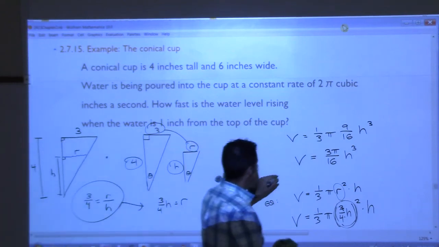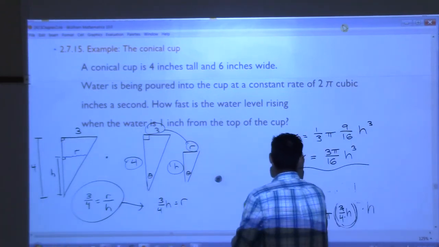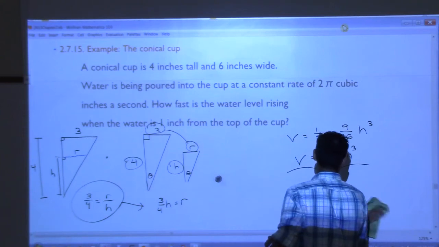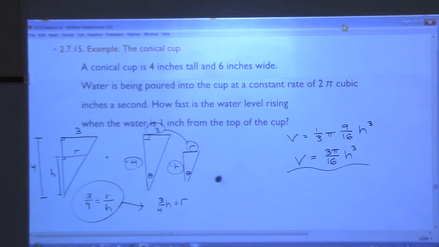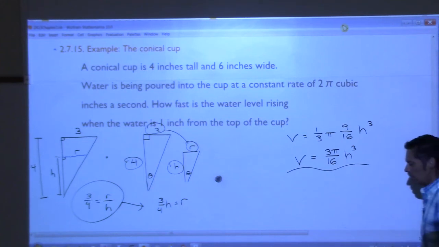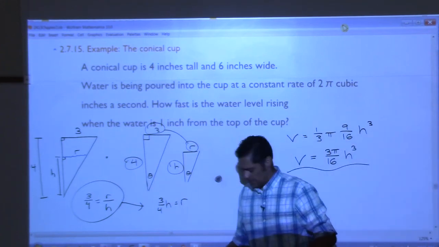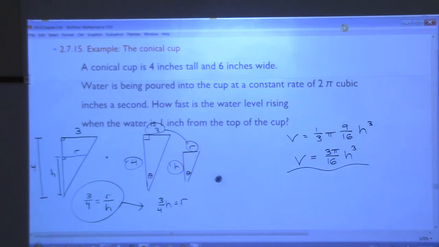Differentiate. So when I differentiate this, well, you know what? Why don't you do it? Go ahead and differentiate that and solve for what you're supposed to solve for, and I'll take a poll here in about 3 or 4 minutes to see what answers we get. And let's get a decimal answer, all right?